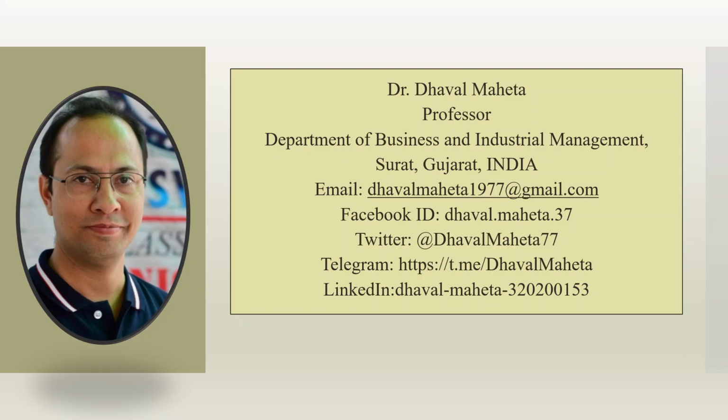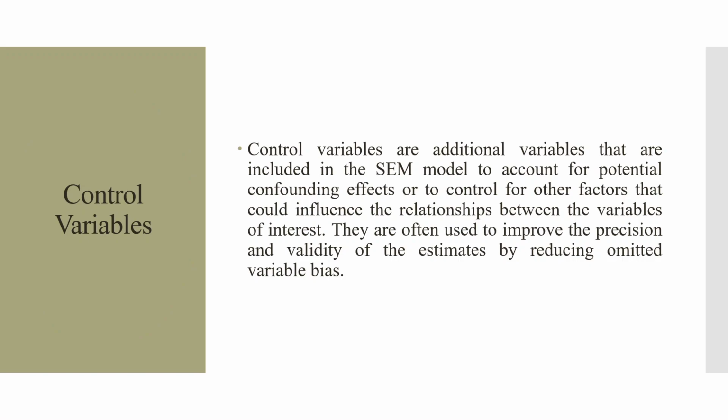This is Dr. Dhaval Maheta, and today we'll understand how to introduce the control variables in the structural model. Control variables are the additional variables that are included in the SEM model to account for potential confounding effects or to control for other factors that could influence the relationships between the variables of interest. They are often used to improve the precision and the validity of the estimates by reducing the omitted variable bias.